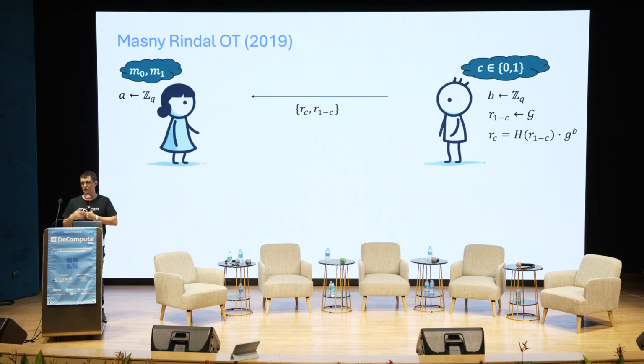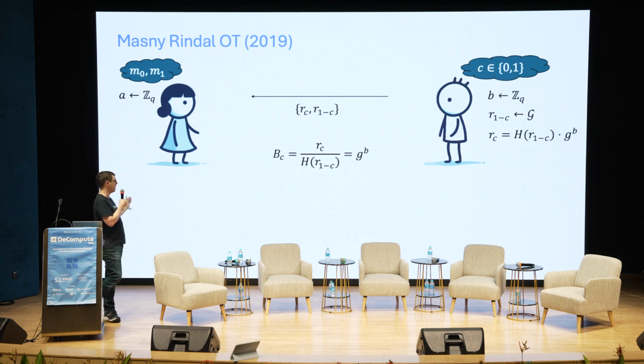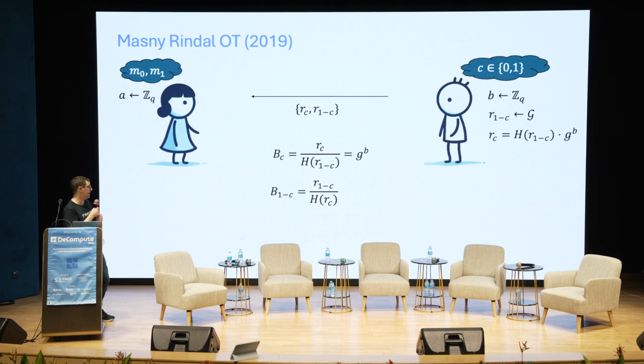And these two messages induce two different public keys that again will be used to compute the shared secrets. The first public key of Bob, whose discrete log Bob will actually know, the sender can compute by dividing R sub C over the hash of R1 minus C. So just based on the definition of R sub C, this is G to the B, and again, the receiver will know the discrete log and will be able to compute the shared secret of that.